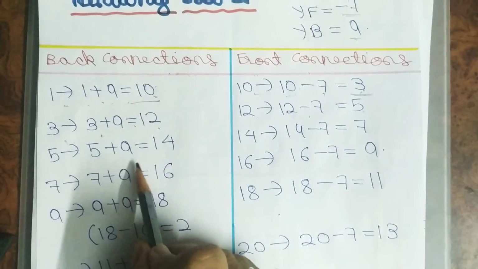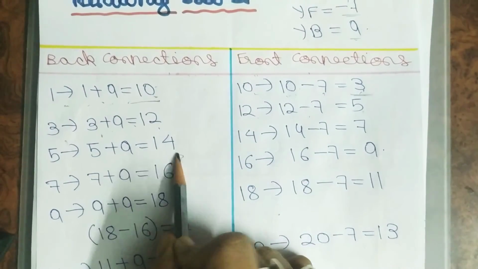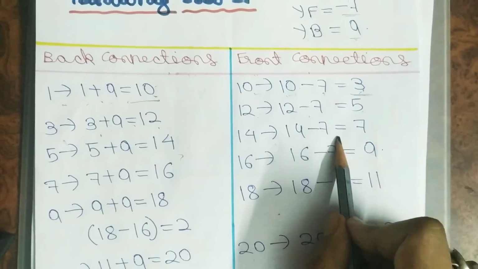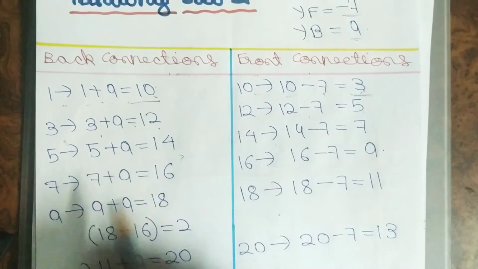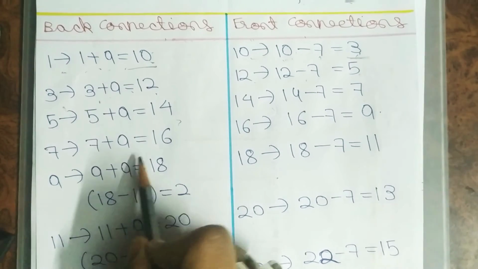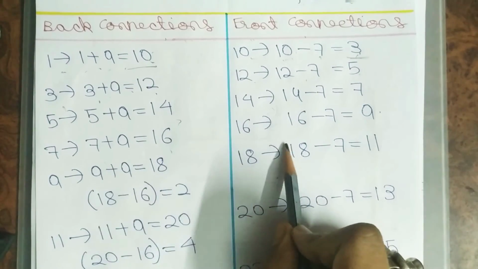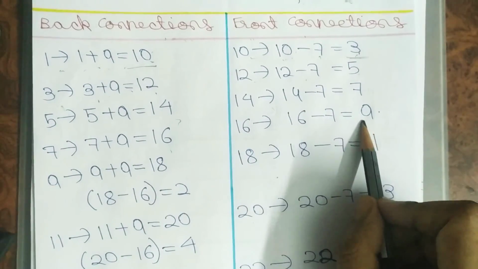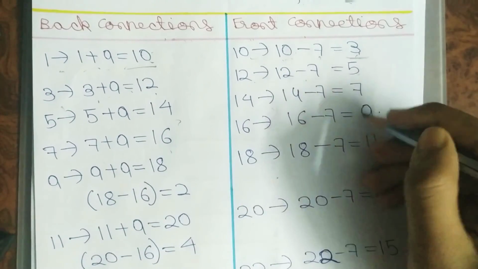Similarly, you have to continue like this. 5 plus 9 is equal to 14. Add 14 minus of 7, it will become 7. 7 plus 9 is equal to 16. And 16 minus of 7 is equal to 9. Okay. Now you will see.